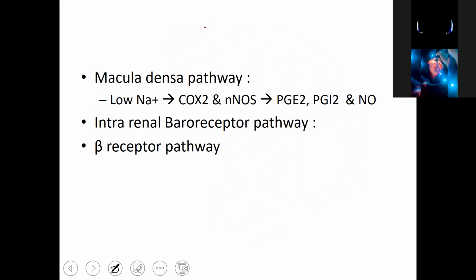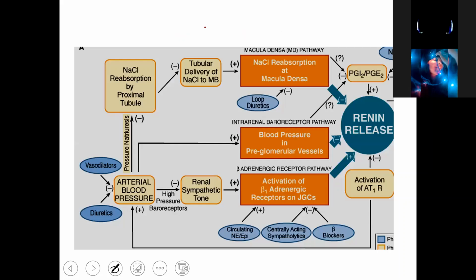We have already discussed the macula densa pathway, intrarenal baroreceptor pathway, and beta receptor pathway. One detailed figure is given in your book, Goodman-Gilman. You can see this is the macula densa pathway. Whenever there is low sodium, there is stimulation of the renin. If there is more tubular delivery of sodium to the macula densa, then there will be a negative signal. If it is plus, then it is minus. If it is minus, meaning less sodium, then it becomes plus.